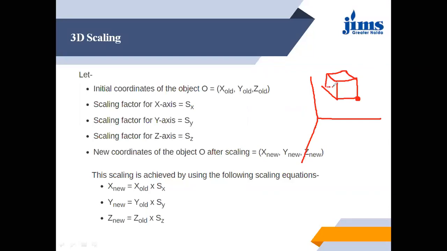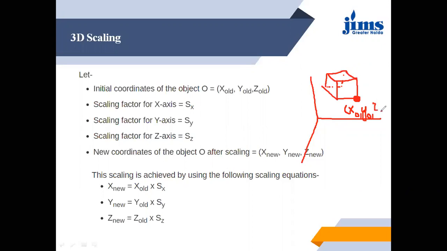Here also it will be a dotted line. Suppose this is one point, one coordinate of the object. Its coordinate on the x-axis is x old, on the y-axis is y old, and on the z-axis is z old.